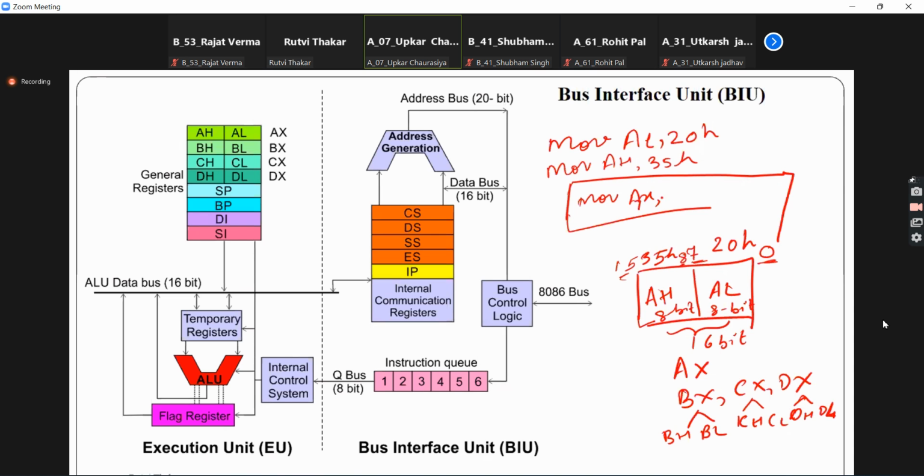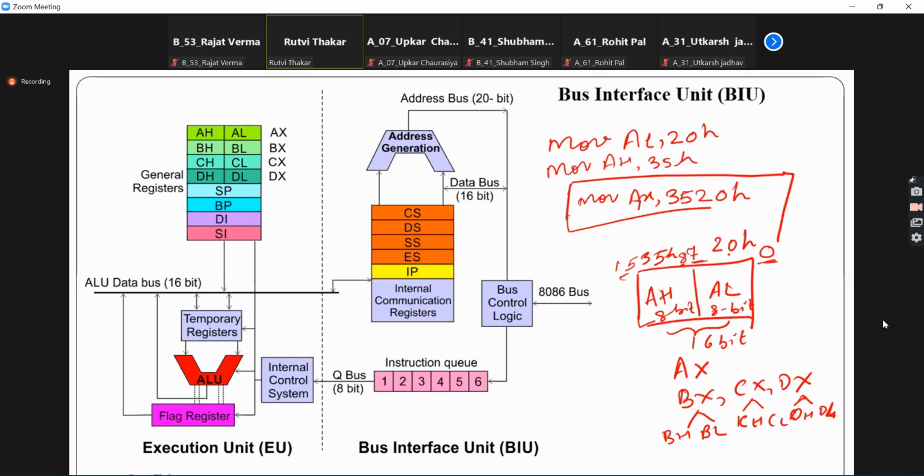Upgrade to 4 bits. Considering the same example, the same values, I want 20 in AL and 35 in AH. Together, the combination: the higher byte is 35, so 3520 hex will be the combination. It will also give the same result.